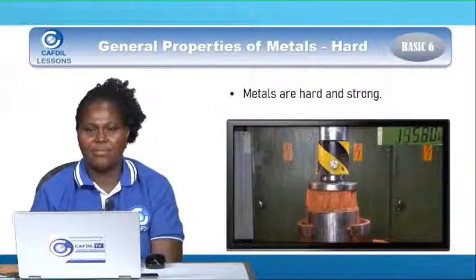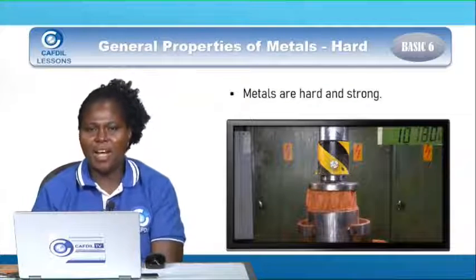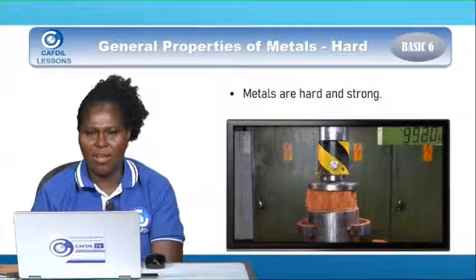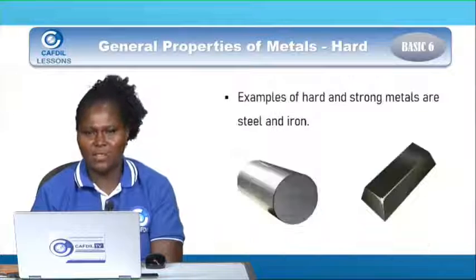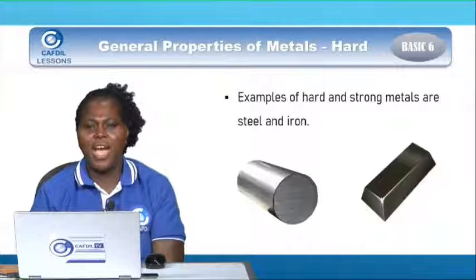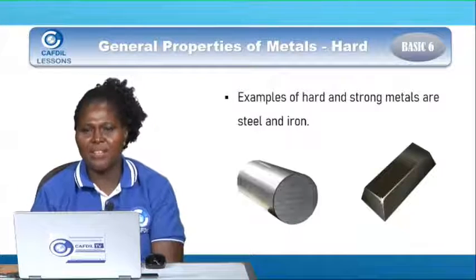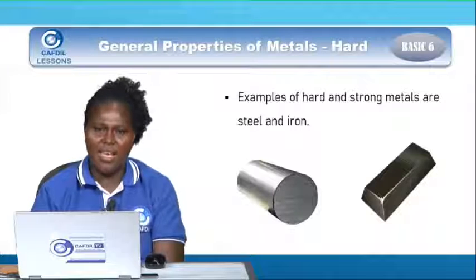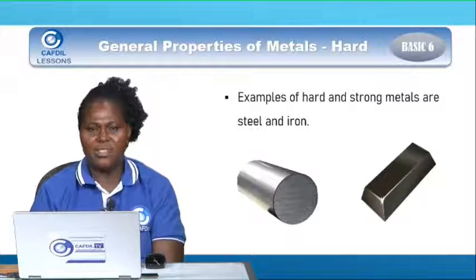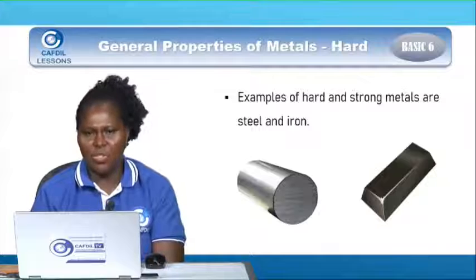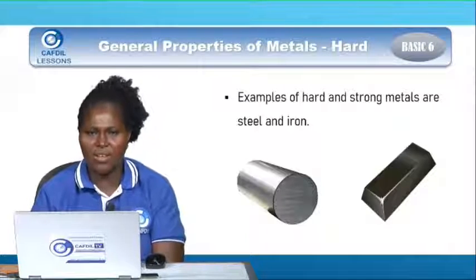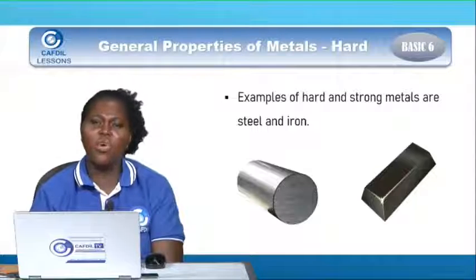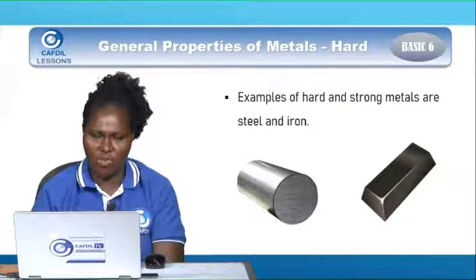So metals are hard and strong, but bricks are soft. Examples of hard and strong metals are steel and iron. Steel is hard and strong. Iron is also hard and strong.